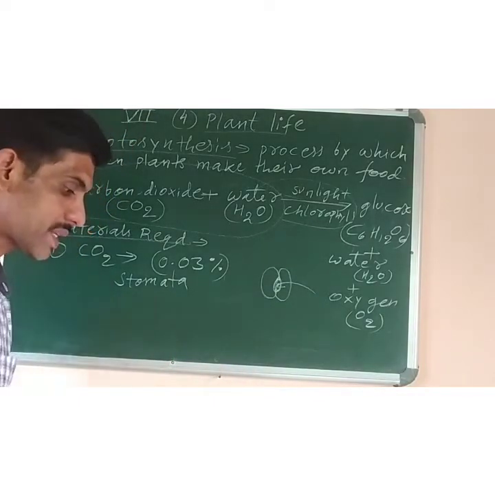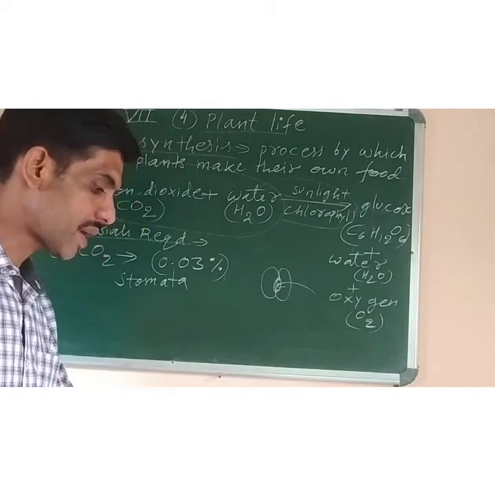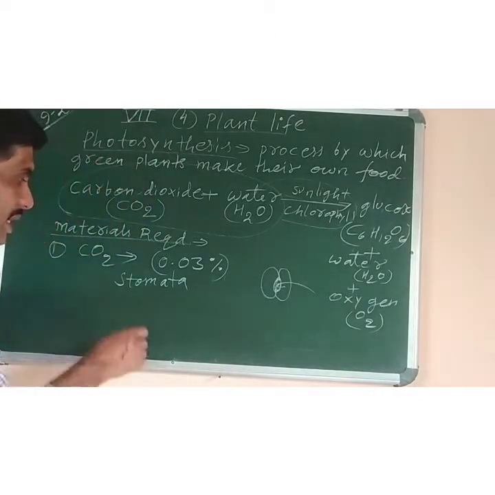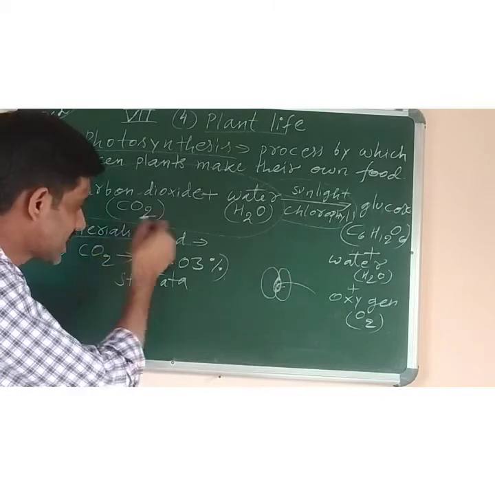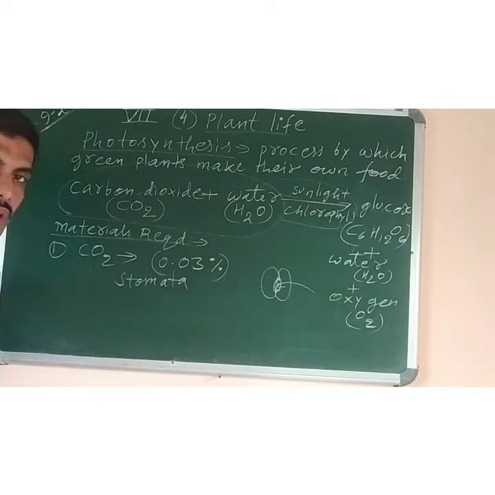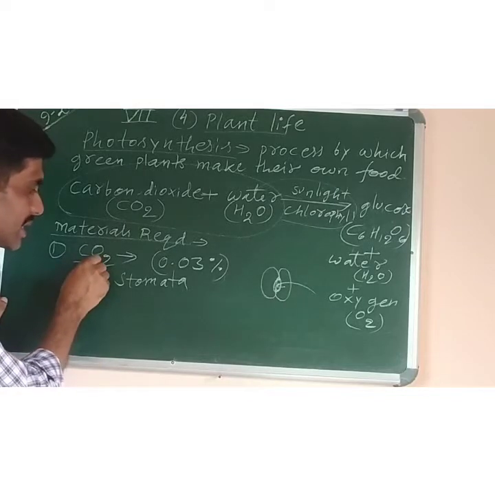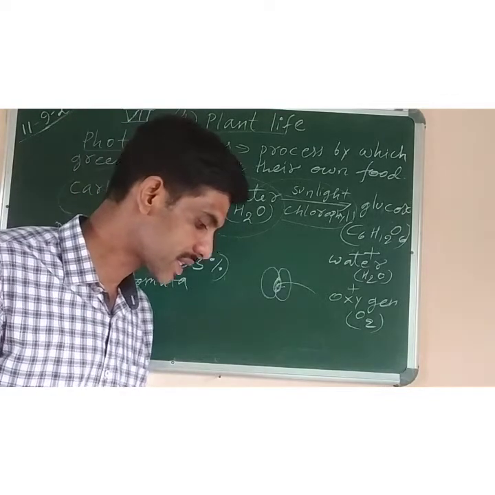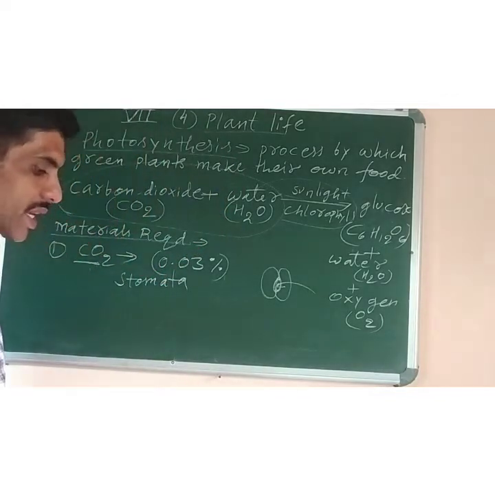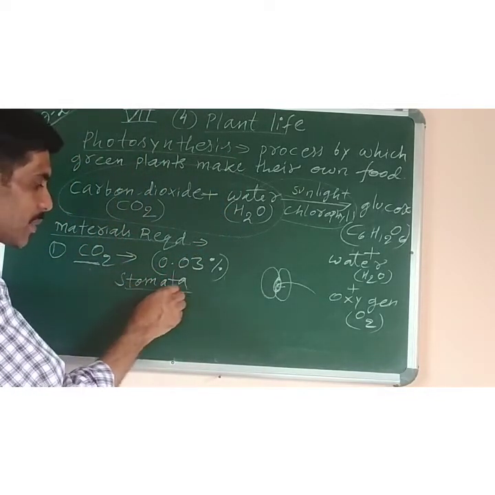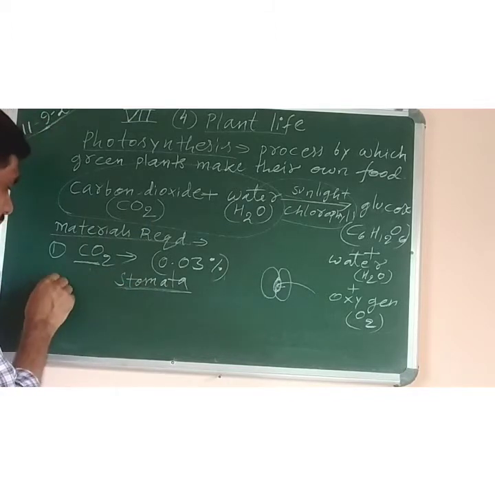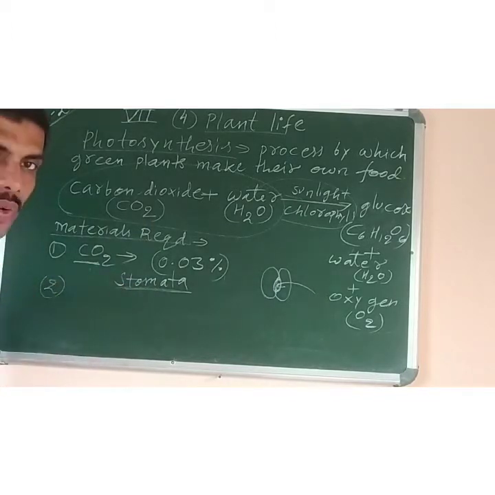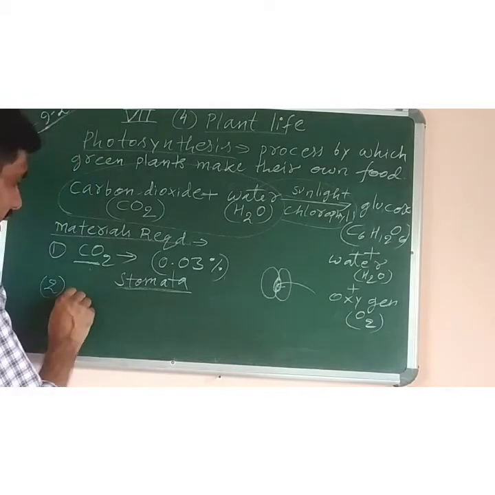Now next one is, it is one of the raw materials required, and it is this carbon dioxide which is changed or reduced to glucose. During the process of photosynthesis, carbon dioxide is reduced to glucose. Okay, and the gas carbon dioxide is taken by the plants through the tiny pores which are called stomata. Now the second raw material which is required by the plants to make their food is water.